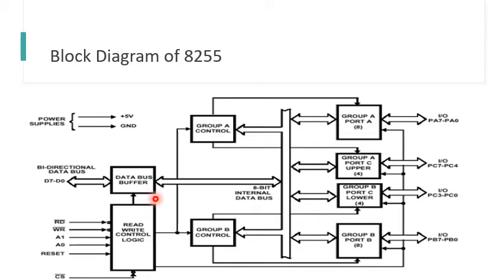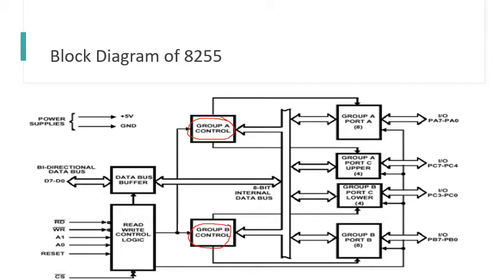First, we look into the data bus buffer. It is a bidirectional tri-state data bus. Notice that this connects every single block in 8255 with other blocks, except the read-write control logic. All the data flows through this bus. Ports A, B, C are divided into 2 groups, that is group A and group B.